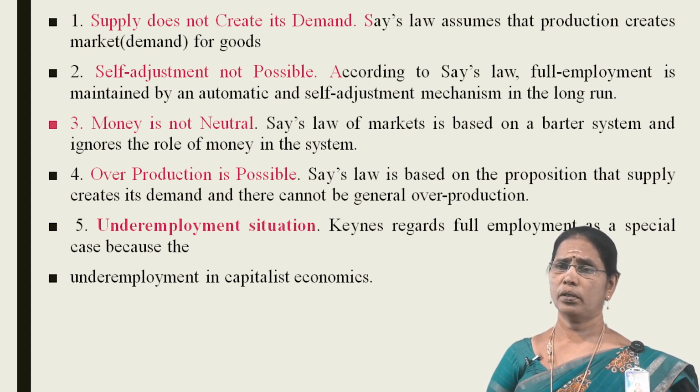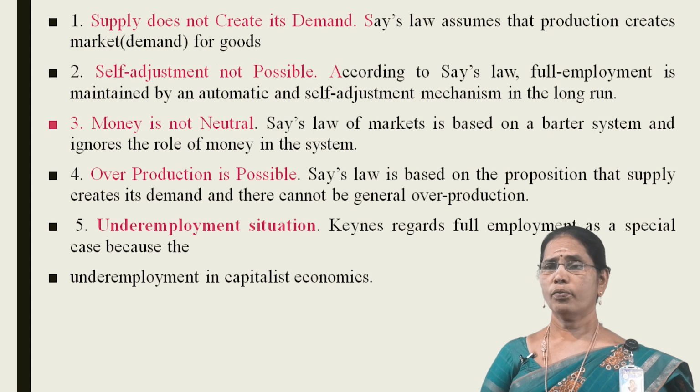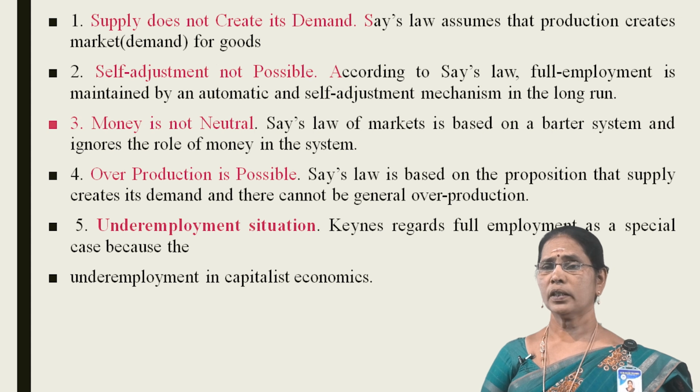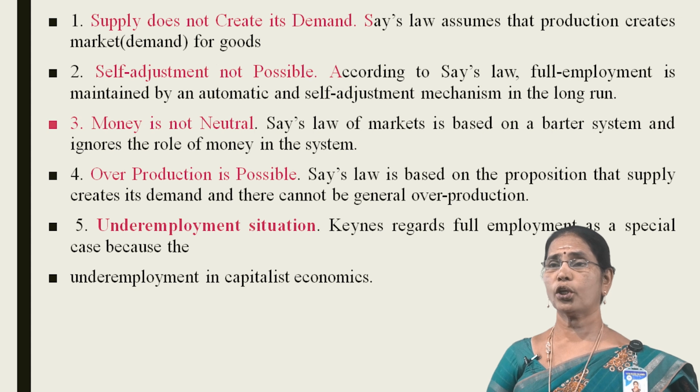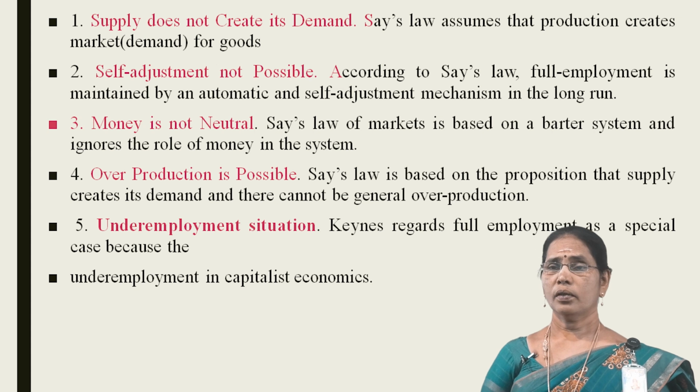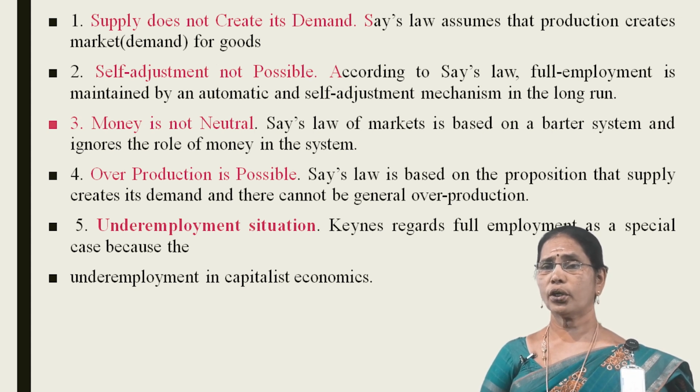Self-adjustment not possible. According to Say's law, full employment is maintained by an automatic self-adjustment mechanism in the long run. It is not suitable in the short run. Money is not neutral. Say's law of market is based on a barter system and ignores the role of money in the system. In any economy, money is not neutral at any time.